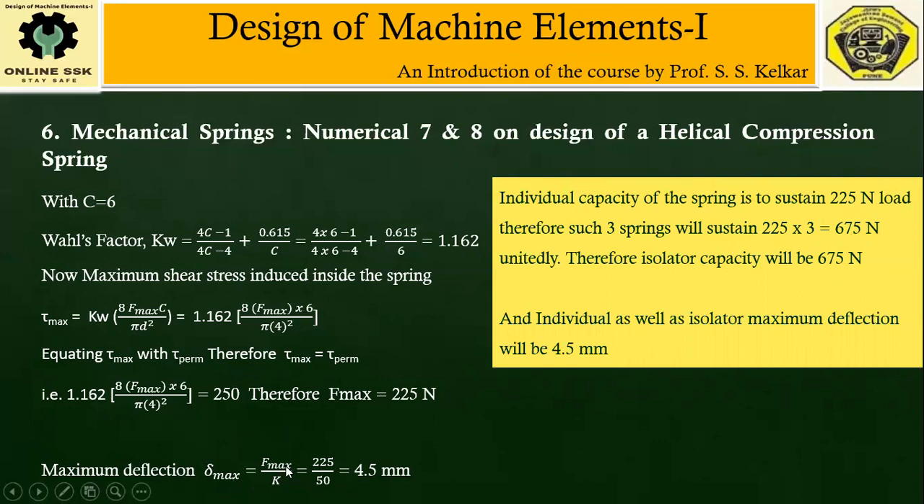Deflection is given by F max upon K. F max is 225. K is the now modified stiffness, 50. Therefore, each individual spring will experience deflection or compression of 4.5 millimeters, and that will be the same as the isolator deflection. So the isolator will also have a deflection of 4.5 millimeters. So deflection will be the same for the individual spring as well as the isolator, whereas the capacity of an individual spring is 225 and that of the isolator is 675 Newton.